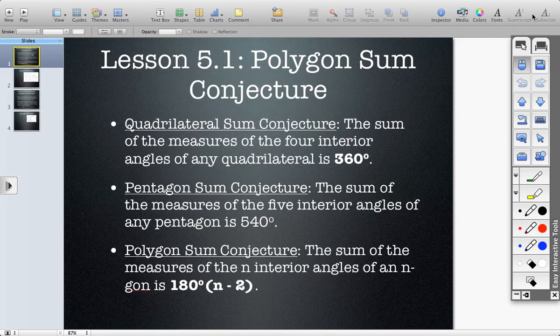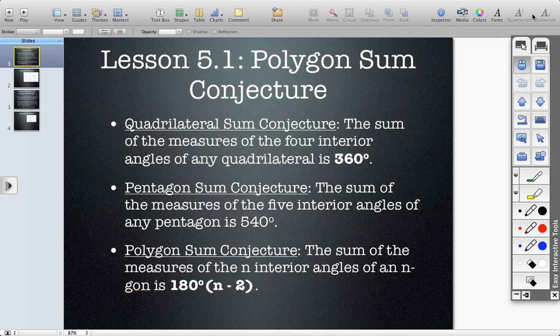It's 540 degrees, but I tend to use the polygon sum conjecture more than anything other than the triangle or quadrilateral. The polygon sum conjecture states that if I know the number of sides, subtract 2, multiply it by 180, and that's going to be the sum of my interior angles of whatever that n-gon is.